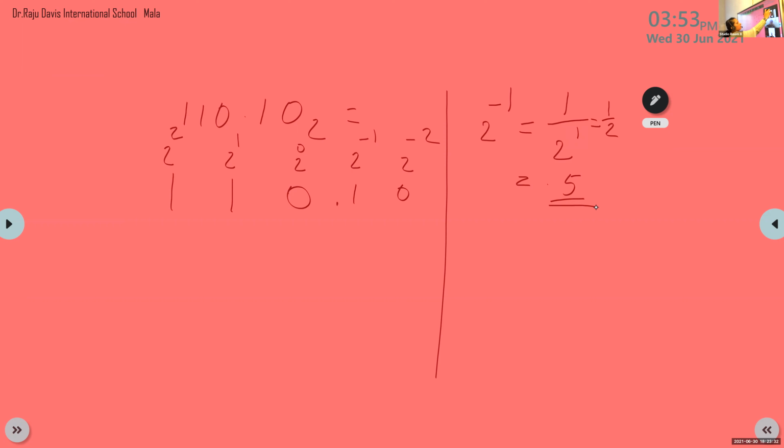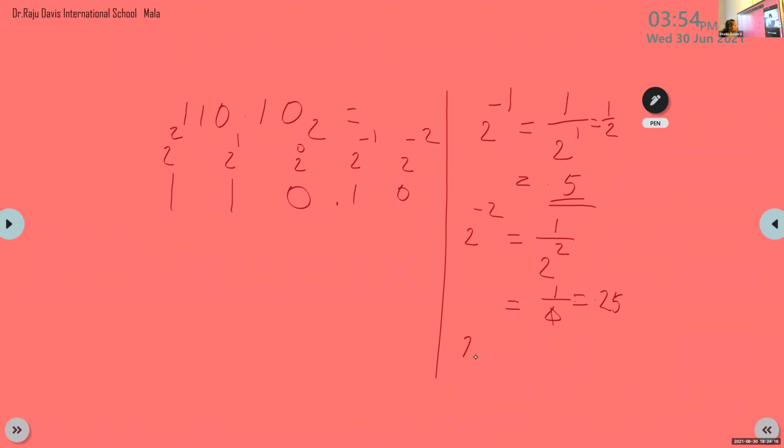Is it clear? Okay. So the next one is 2 raised to minus 2. 2 raised to minus 2 is 1 by 2 raised to 2. 1 by 2 raised to 2 means 1 by 4. What is 1 by 4? It is 0.25.